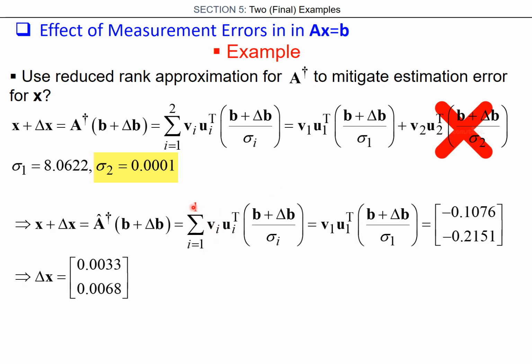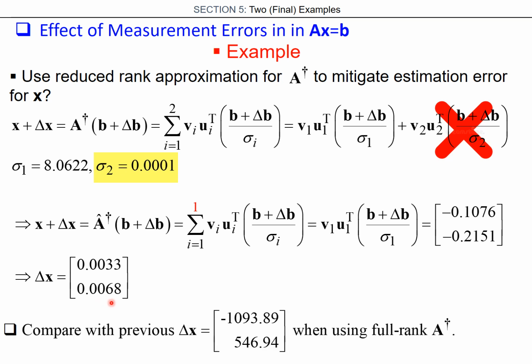So there you are. I've changed that to 1 instead of 2. And if I go ahead and do that, I get this. So delta X turns out to be that. Now compare that with the case when I used the normal expression for pseudo-inverse. So the previous delta X was that when I was using the full rank implementation of pseudo-inverse. And here I've reduced delta X to that.